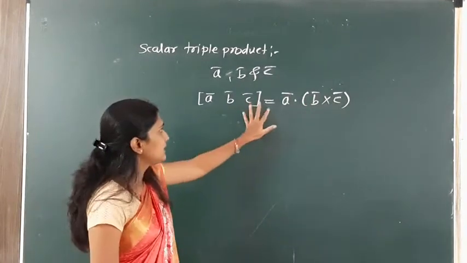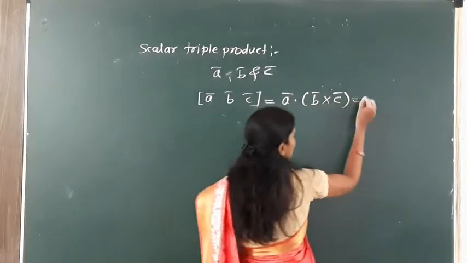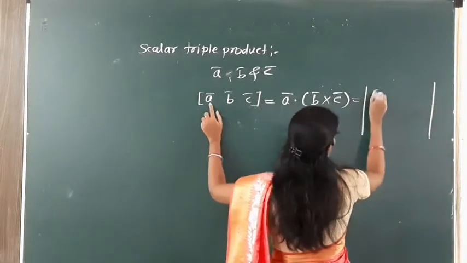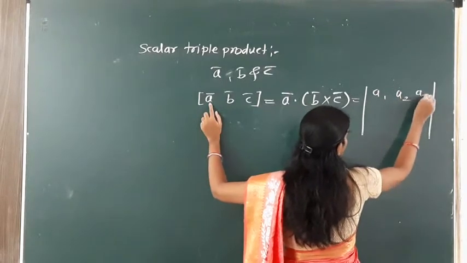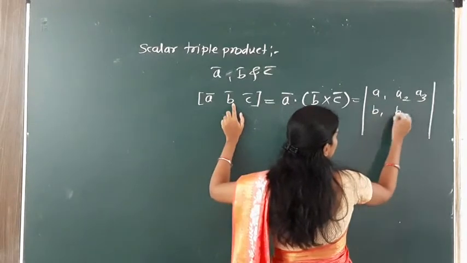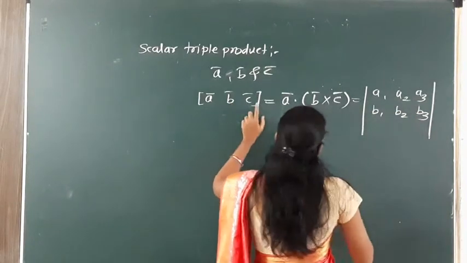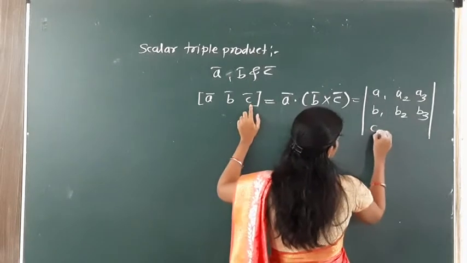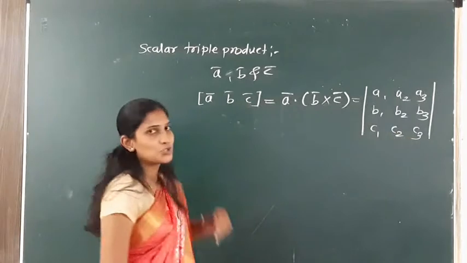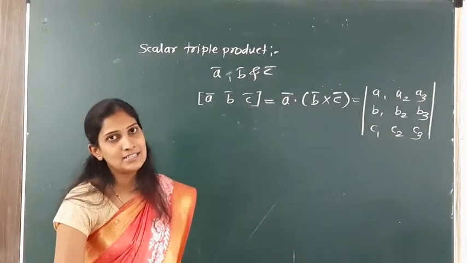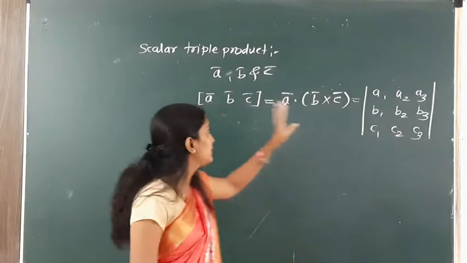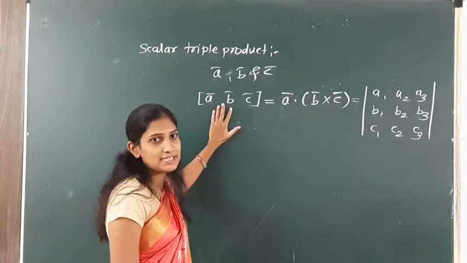And how will we get its value? Its value is obtained by the determinant. The first row is the coefficients of a bar, that is a1, a2, a3. The second row is the coefficients of b bar, which is b1, b2, b3. And the third row is the coefficients of c bar, c1, c2, c3. This determinant is the box product of a bar, b bar and c bar. After solving this determinant, we will get the value of a bar, b bar, c bar.